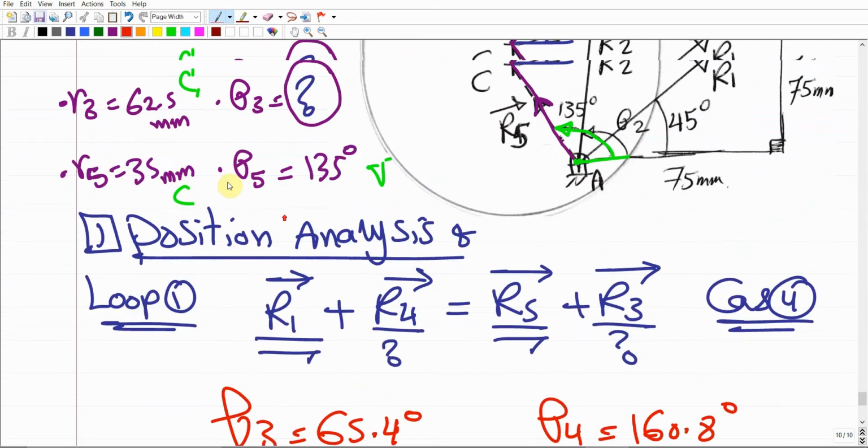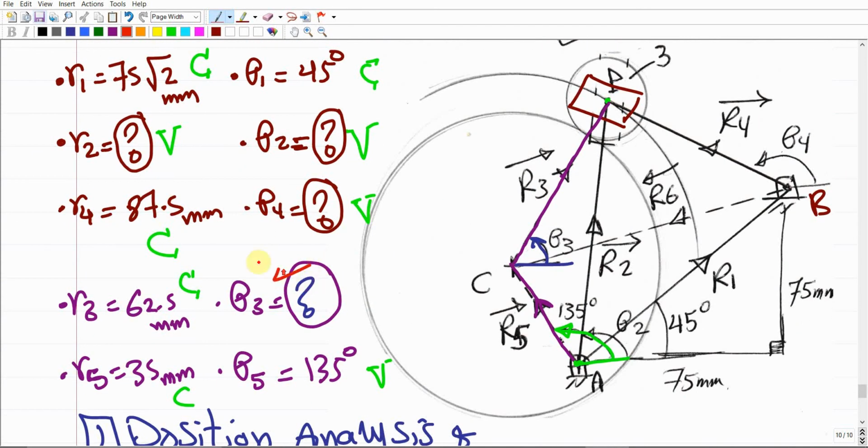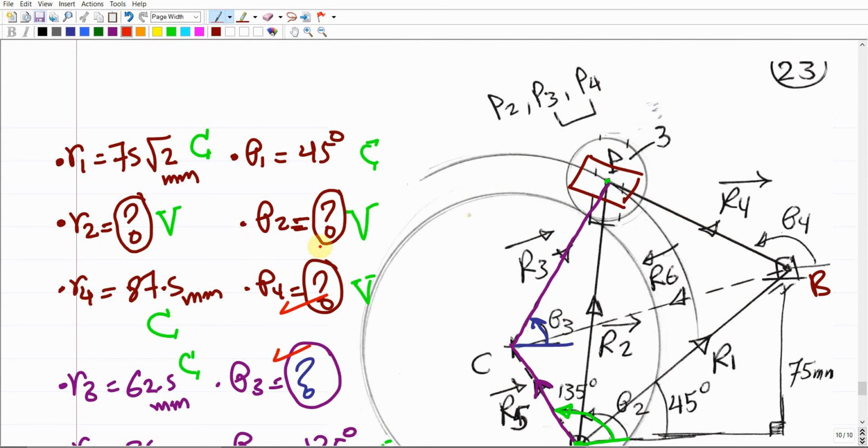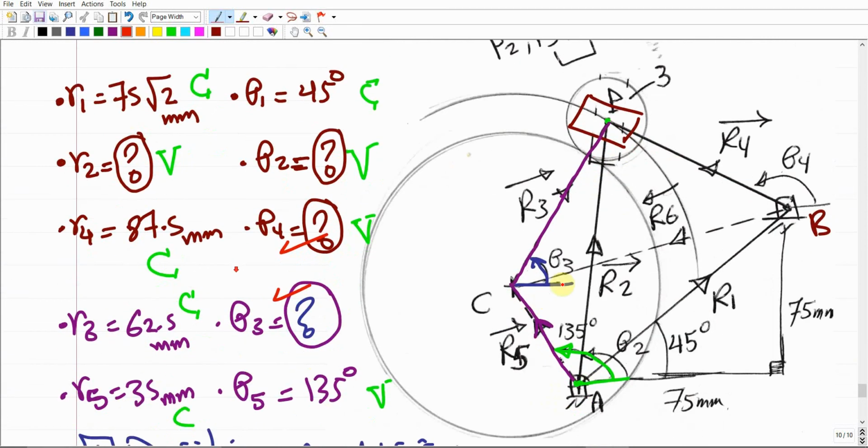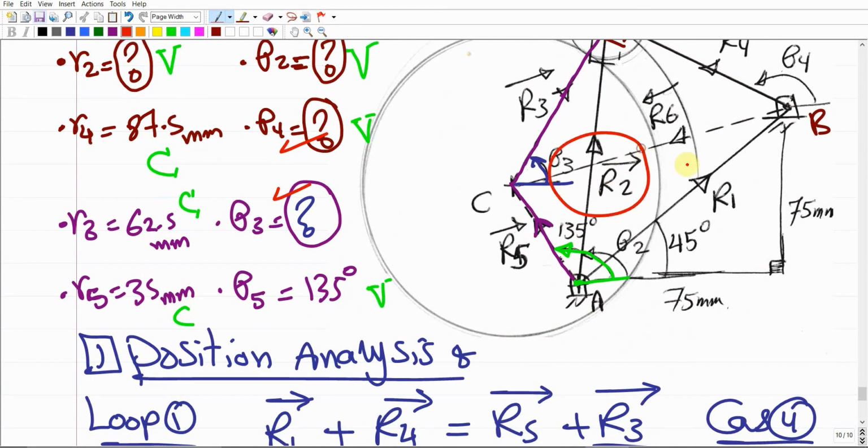This is for the first loop. So we got theta 3, we got theta 4, now we still have two unknowns. These two unknowns belong to the R2, so we have to consider R2 in any one of these two loops. The loop on the right or the left, it's up to you. It is commonly to use the loop on the right.